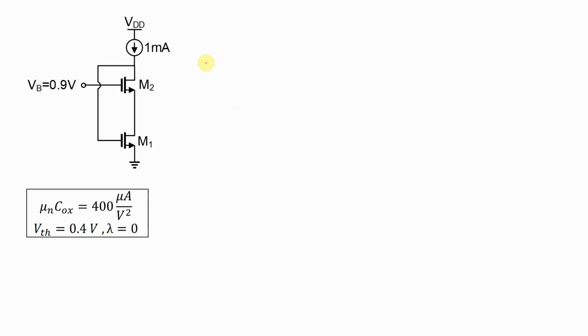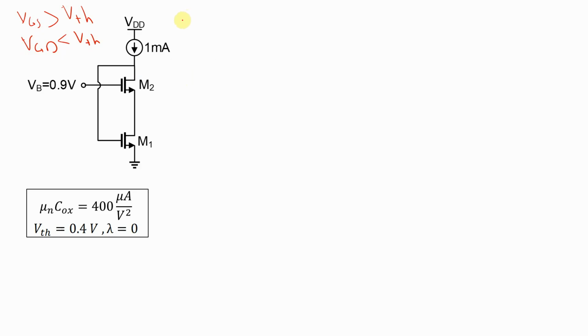First of all, in order for these two transistors to work in saturation, we have to be careful about two conditions. Gate source voltage has to be greater than threshold voltage, and another one is that gate drain voltage has to be less than threshold voltage. We have to consider these conditions.